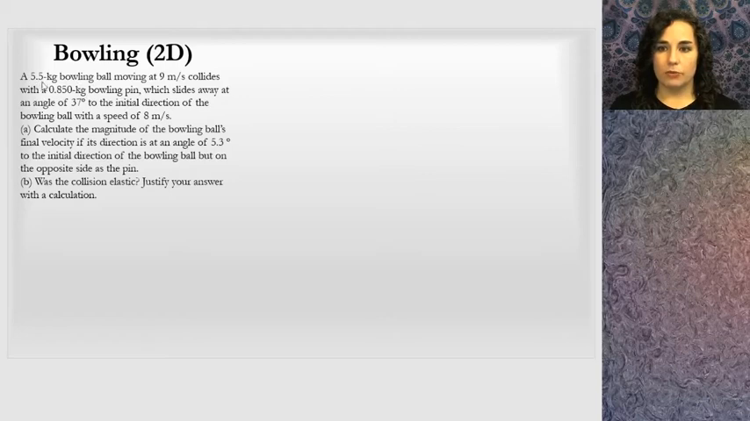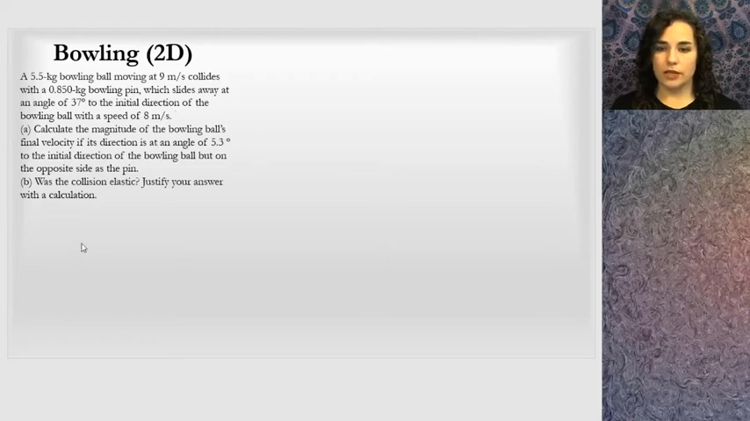It says a 5.5 kilogram bowling ball is moving at an initial speed of 9 meters per second, and it collides with a bowling pin, which slides away at an angle of 37 degrees to the initial direction of the bowling ball with a speed of 8 meters per second.